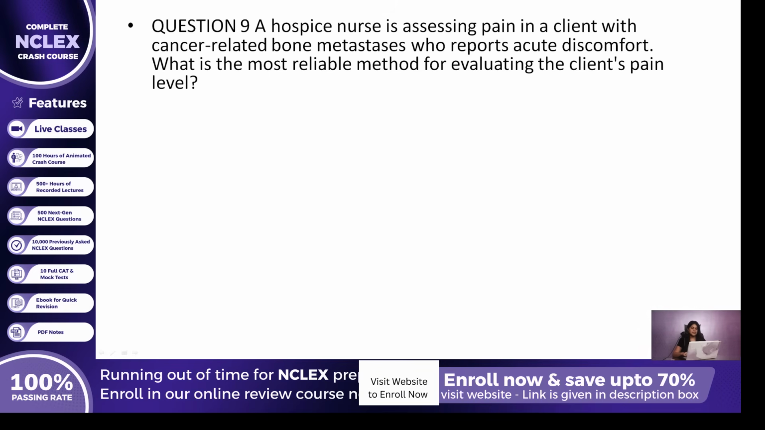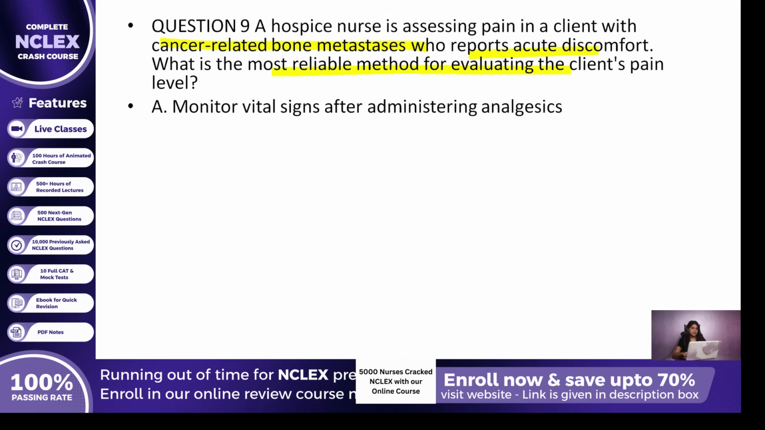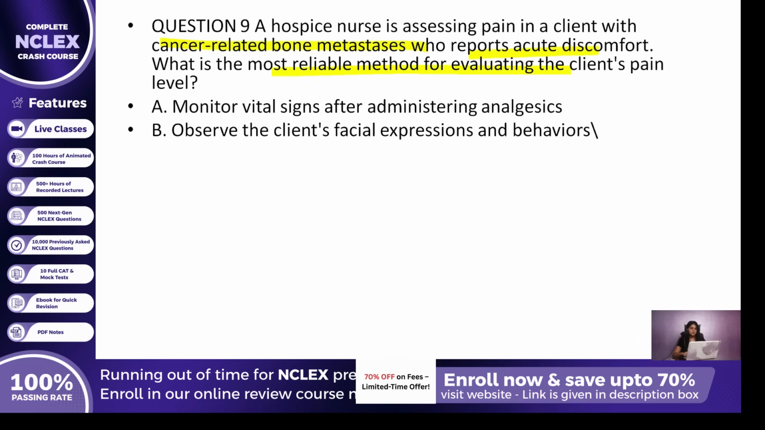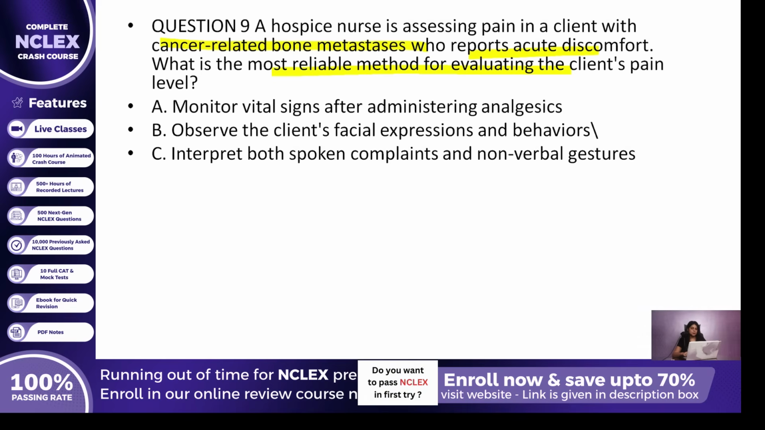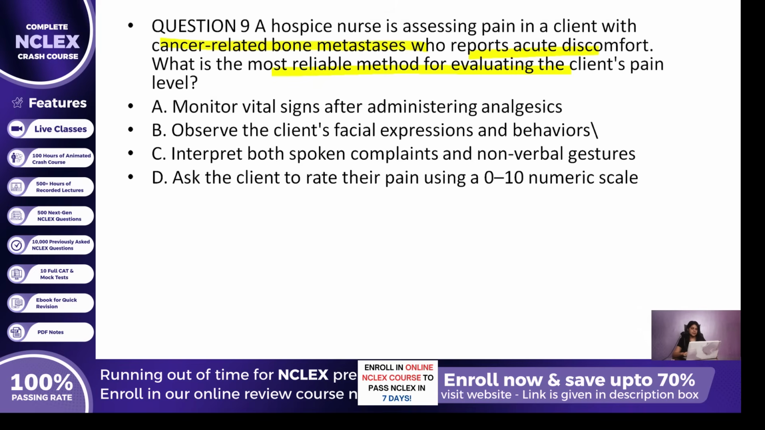Let us continue with question 9, which highlights effective pain assessment in hospice care. A client with cancer-related bone metastases reports acute discomfort. What is the most reliable method for evaluating this client's pain level? Here are the options. A. Monitor vital signs after administering analgesics. B. Observe the client's facial expressions and behaviors. C. Interpret both spoken complaints and nonverbal gestures. D. Ask the client to rate their pain using a 0 to 10 numeric scale.